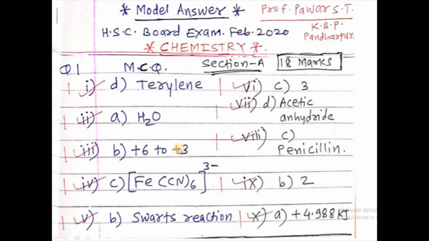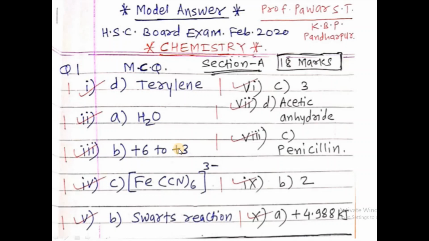And MCQ number 4: identify the complex ion in which the effective atomic number of the central metal ion is 35. The 4 options are given. A is [Zn(NH3)4]2+, B is [Fe(CN)6]4-, C is [Fe(CN)6]3-, D is [Co(NH3)6]3+. And if you calculate the effective atomic number by the formula EAN = Z - X + Y, you will get the species C, [Fe(CN)6]3-.